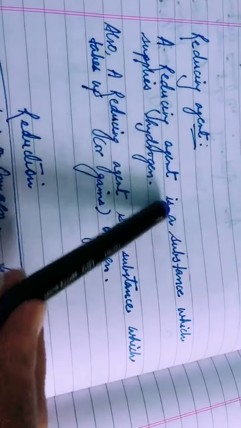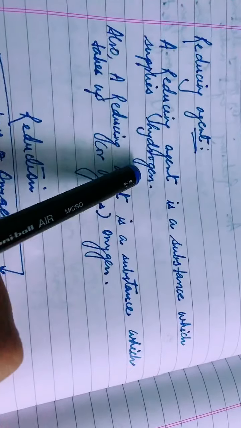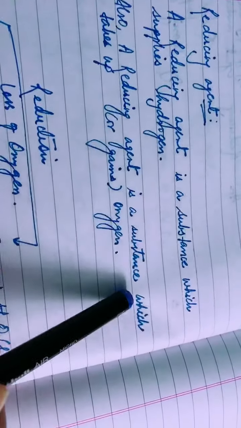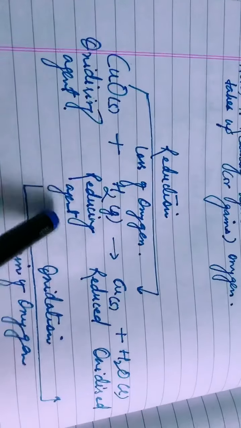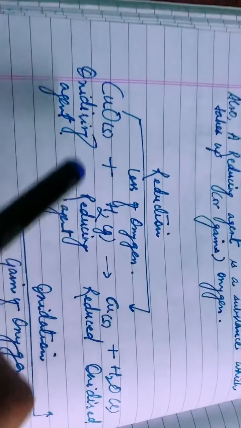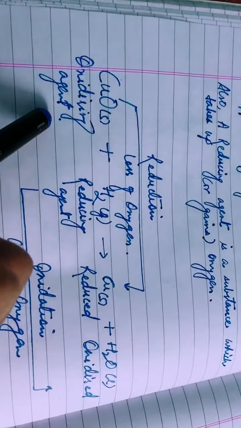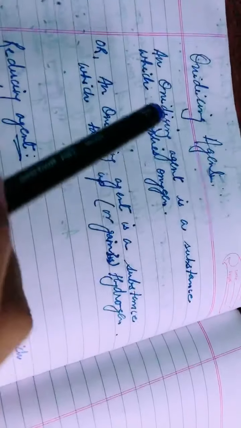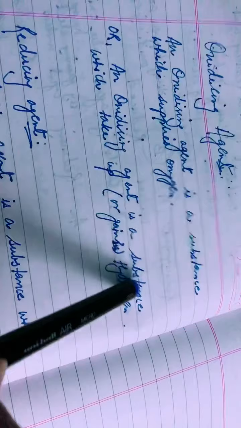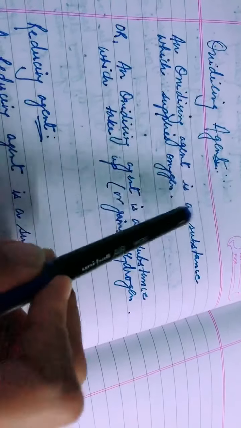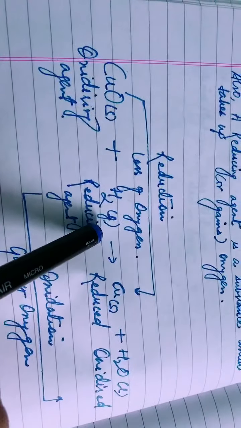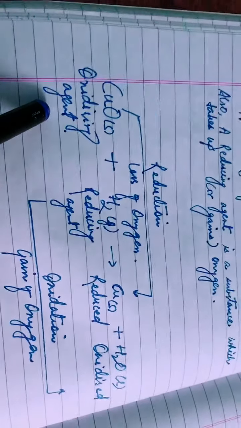What was the definition we have studied? A reducing agent is a substance which supplies hydrogen, or a reducing agent is a substance which takes up oxygen. So here hydrogen is taking up oxygen, so it will become a reducing agent. And copper oxide is an oxidizing agent. What we have studied in the definition there is that an oxidizing agent is a substance which gains hydrogen, or an oxidizing agent is a substance which supplies oxygen. So here copper oxide is supplying oxygen to hydrogen, so it is an oxidizing agent.